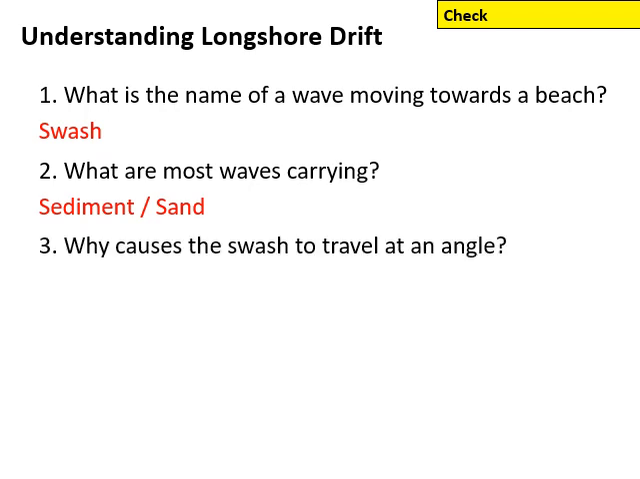Question 3. Why does the swash travel at an angle? I'm going to change that question, fixing my literacy of that sentence. Why does the swash travel at an angle? Because of the prevailing wind. That is the wind that is mostly blown in that direction.